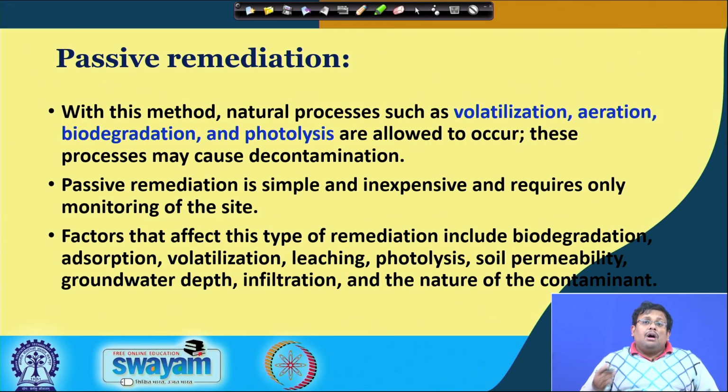Another way of remediating contaminated soil is passive remediation. With this passive remediation, different types of natural processes such as volatilization, aeration, biodegradation and photolysis are allowed to occur, and these processes may cause decontamination. This passive remediation is simple and inexpensive and requires only monitoring of the site. However, the factors that affect this type of remediation include biodegradation, adsorption, volatilization, leaching, photolysis, soil permeability, groundwater depth, infiltration and the nature of the contaminant.